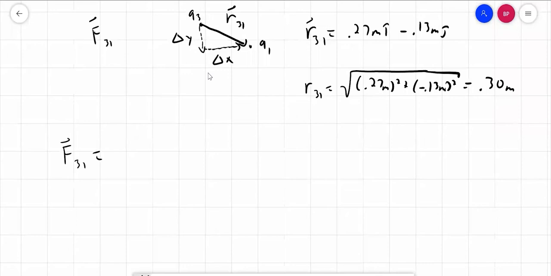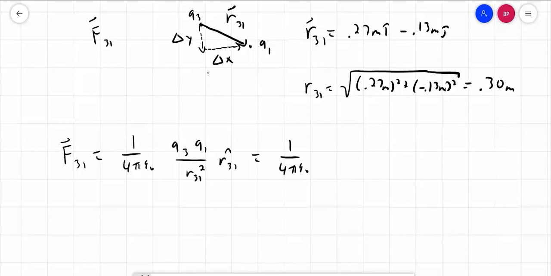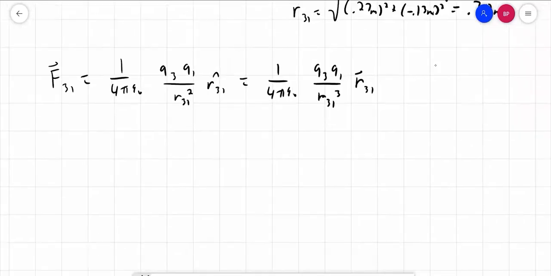Now we normally defined F31 like this. But this unit vector here is our full vector divided by this distance. So I can rewrite this by having this distance cubed and then having the full vector here. Now, if this doesn't make sense to you, then just go ahead and take the full vector and divide by the distance. In the end, you'll get the exact same expression. All right.